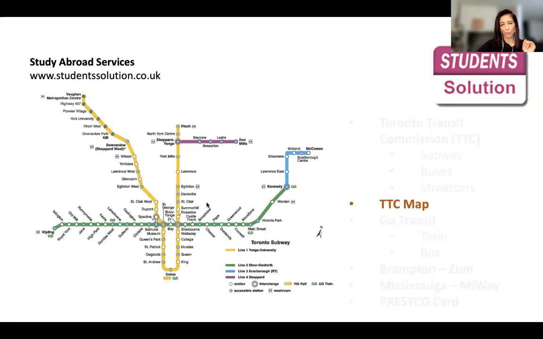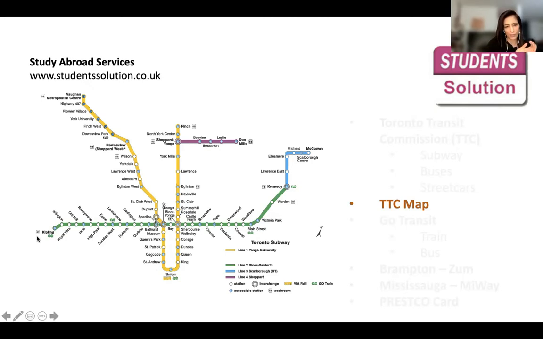it depends. Do you want to go south? Do you want to go north? South is here, north is up here. Do you want to go east? Do you want to go west? This is the east end, this is the west end. So it's very convenient. When you look at the map, it's pretty convenient.